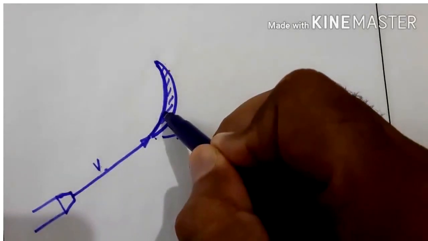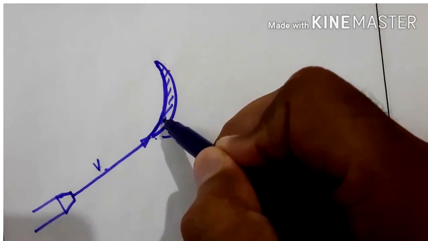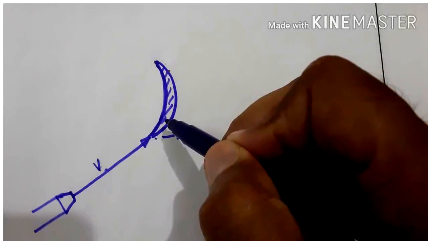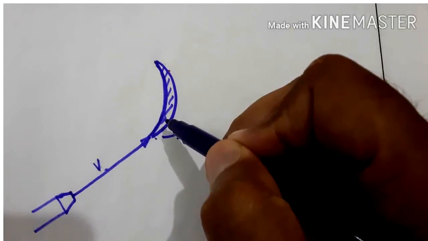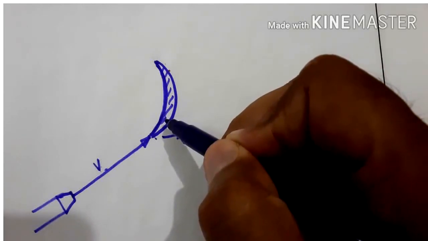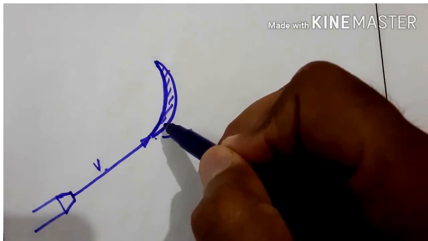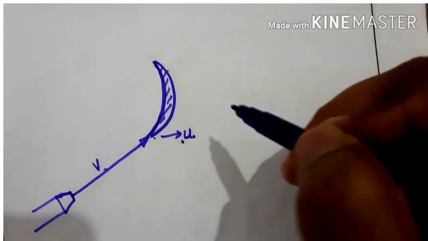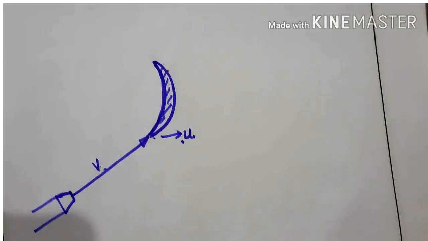the fluid momentum will be transmitted to the blade passage, that is, some amount of force will be exerted on the blade passage, and the blade will move in the forward direction, in this direction. Then another blade will come and receive the force, as I explained earlier.